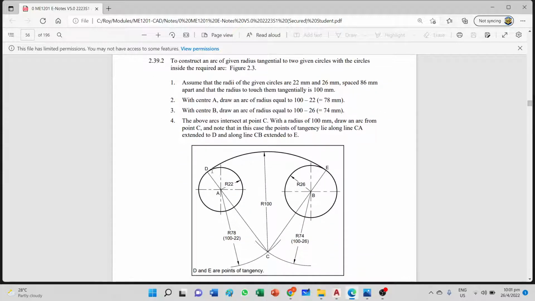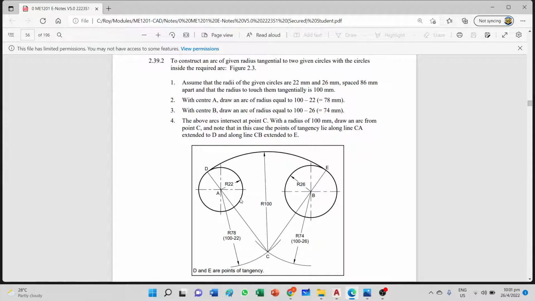Likewise, when you are drawing an arc that is over the two circles, the formulas are slightly different, but the intent is still the same. It is to find the center for R100 over here. Okay, and that's how it was constructed.